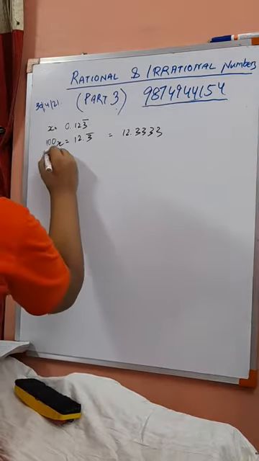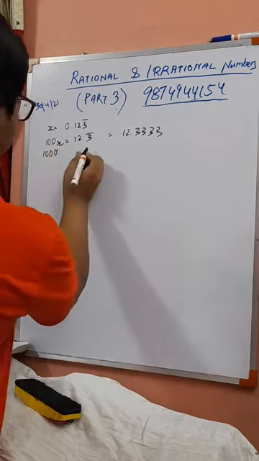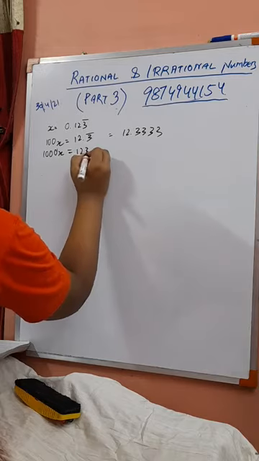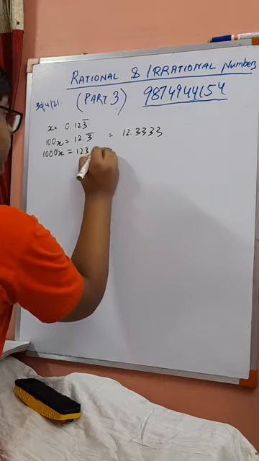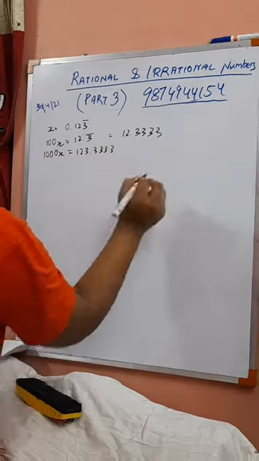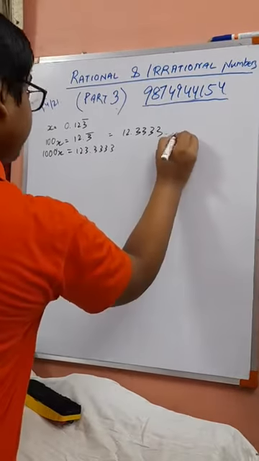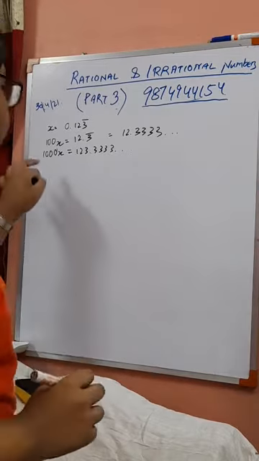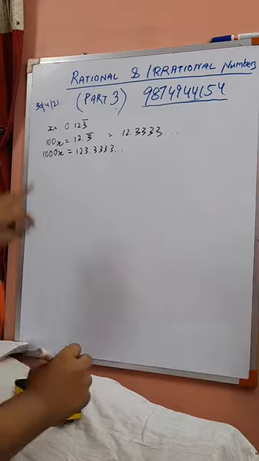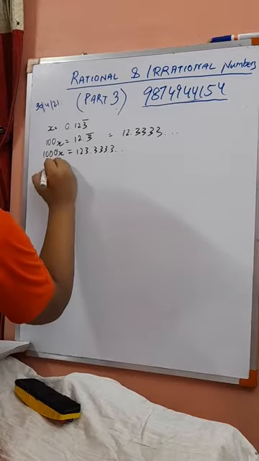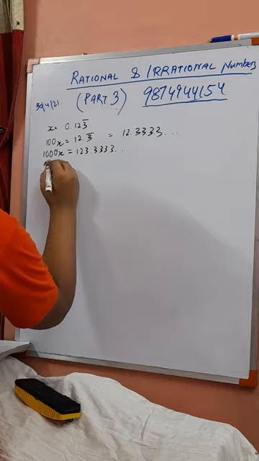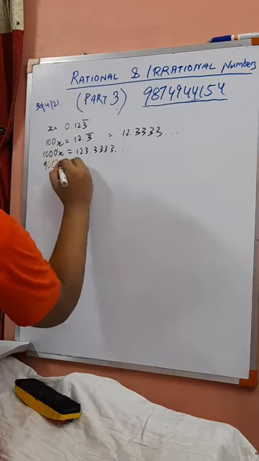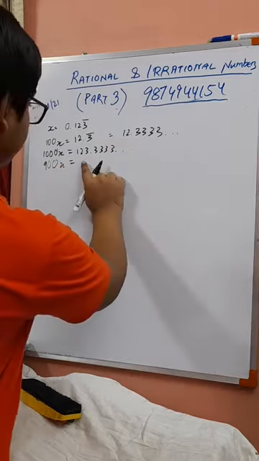Now, we will take one more digit from this. 1000x is equal to, multiplying 100x by 10, 123.3333. As it is recurring, it will continue endlessly. Now we will subtract 100x from 1000x, giving us 900x. 900x. Right. It will be 123.